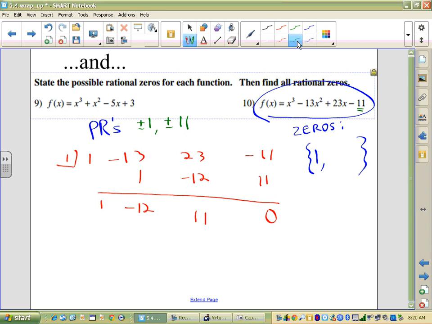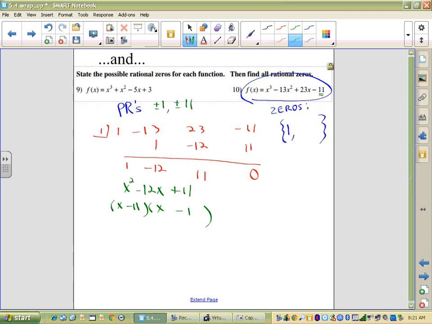So then we've got x squared minus 12x plus 11, which factors further into x minus 11, x minus 1, perfect. Good. So then what are our other zeros then? Positive 11 and positive 1.